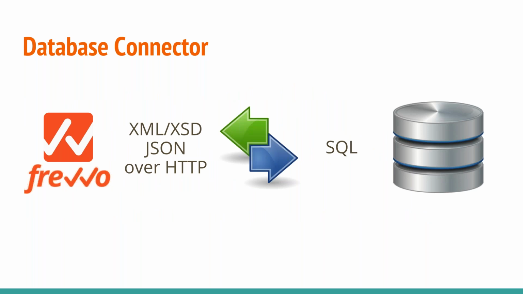Okay, how does it work? It's just a very basic picture here. Frevvo, as many of you know, is a RESTful application, which means it talks either XML or JSON over HTTP, and that's all that Frevvo itself knows how to do. So we have a number of these connectors that essentially translate between either of these formats, XML, XSD, or JSON, and the format that's used to access the backend system. In this case, since it's a database, the database connector on one side talks XML, XSD, or JSON over HTTP, and on the other side talks SQL.